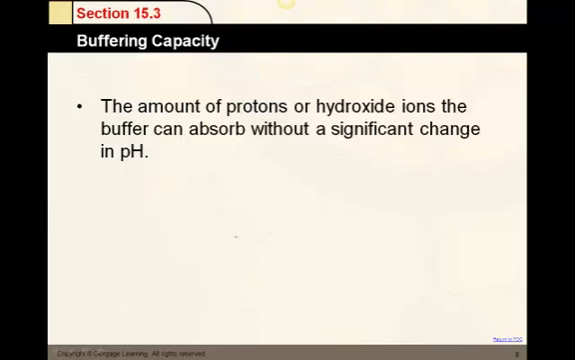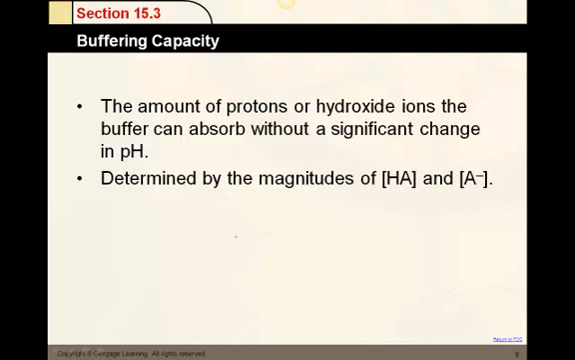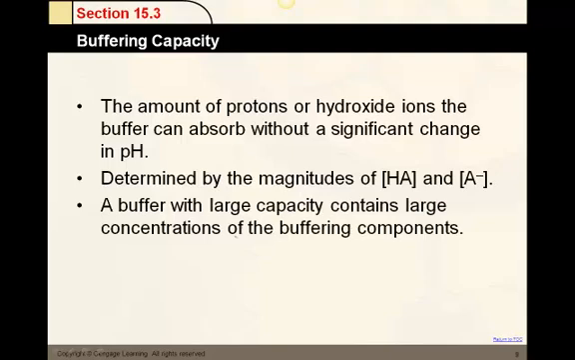Other information: the amount of protons or hydroxide ions the buffer can absorb without a significant change in pH. That's what a buffer is, of course. And this is determined by the size of the concentration. So the more concentrated these solutions and their conjugates are, that's going to determine the change of pH. A buffer with a large capacity contains large concentrations of the buffering components. So the more concentrated they are, the more they can buffer.